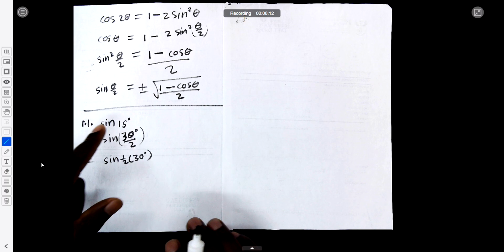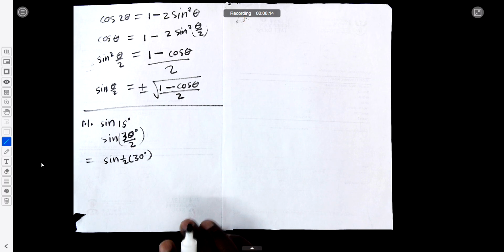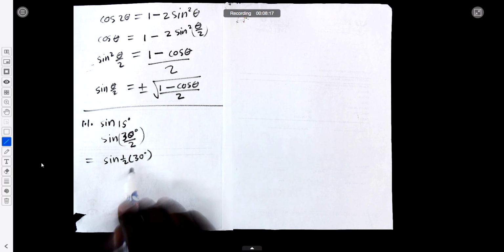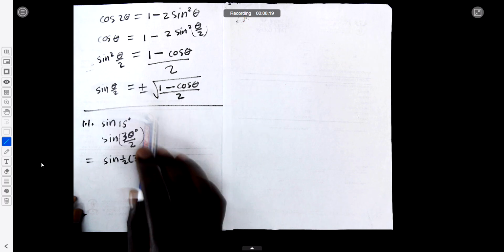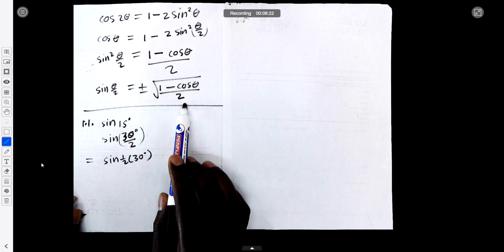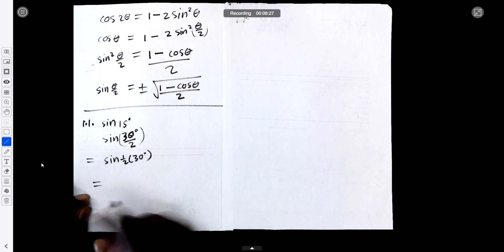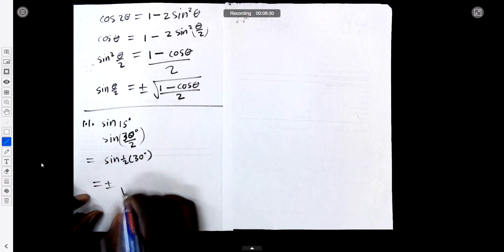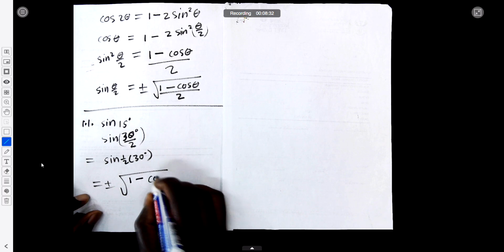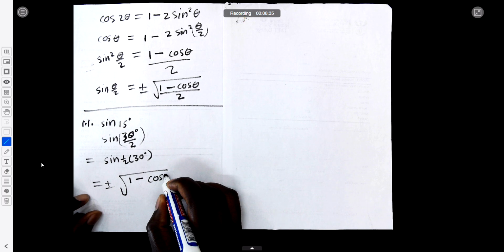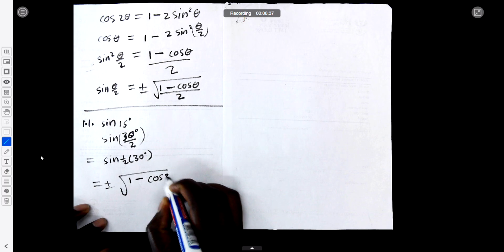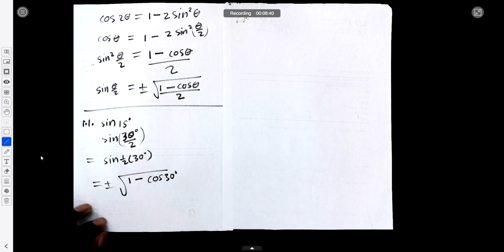So luckily we just proved the half identity there. We have sine of theta over 2 equals plus or minus root of 1 minus cos theta over 2. So when you substitute, it will be 1 minus cos, and we said theta is 30 degrees. Then all divided by 2, without the use of a calculator. Let's simplify. Therefore, it will be equal to.